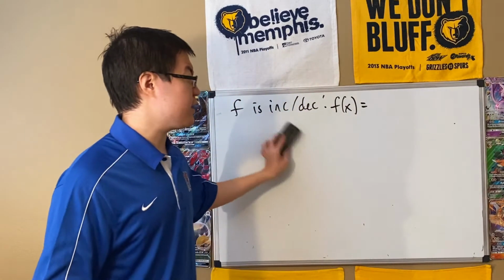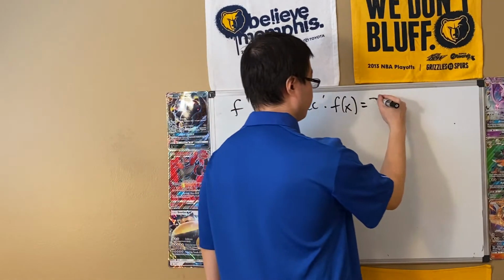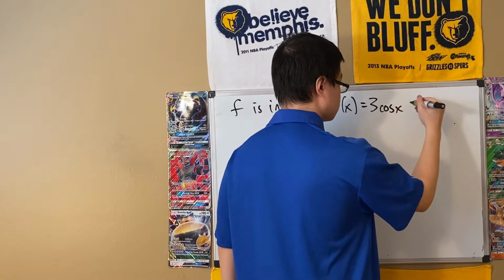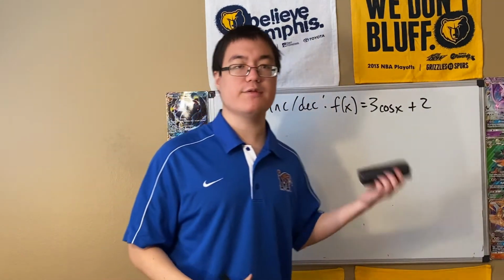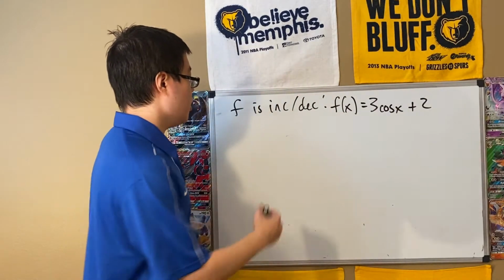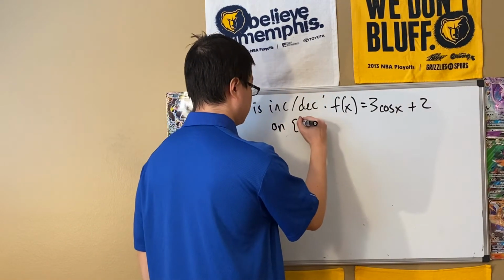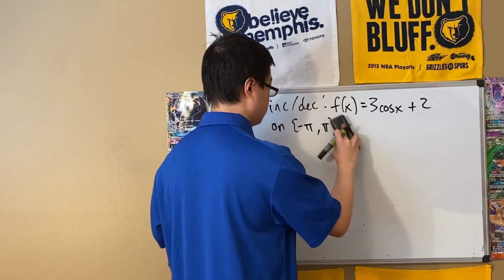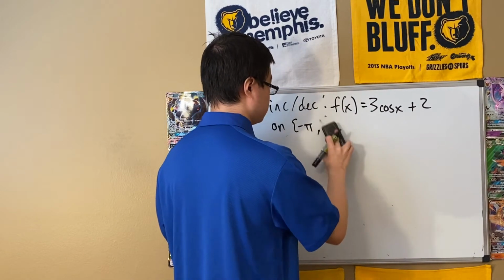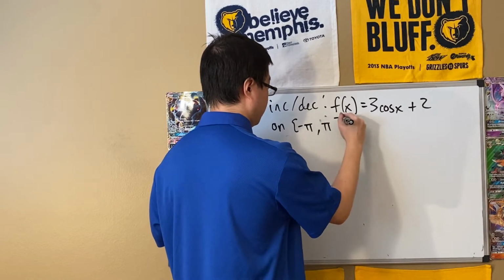Let's take f of x being 3 cosine x plus 2. And then what we're going to do is determine where this function is increasing or decreasing only on the interval from negative pi to pi. So just a nice little period of this function. Don't really care about outside this function.